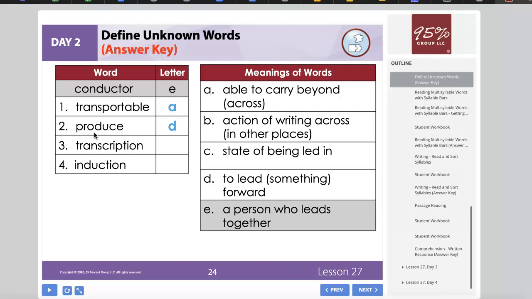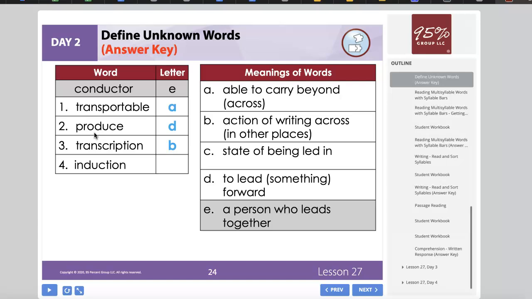Okay. Now, number 3, transcription. Trans means across. Script means to write. Shun is the state of being, quality, or action. Go ahead and cast your vote for transcription. If you have up 2 fingers, go ahead and kiss your brain because you got it correct. Transcription is the action of writing across in other places.